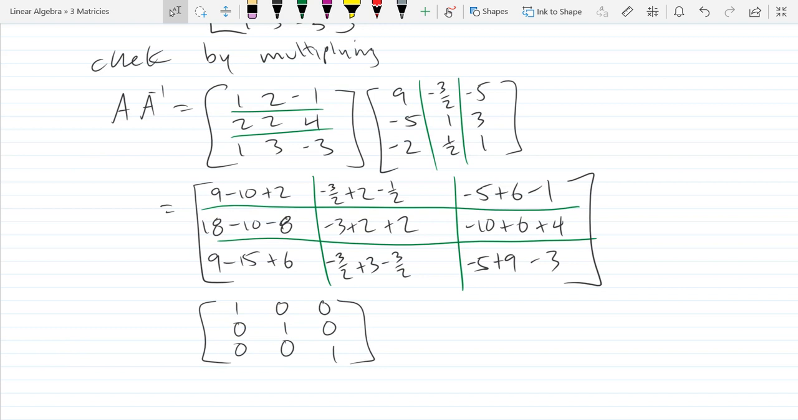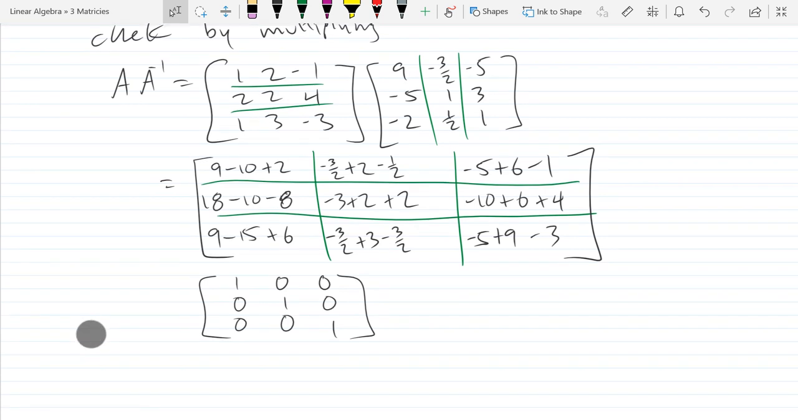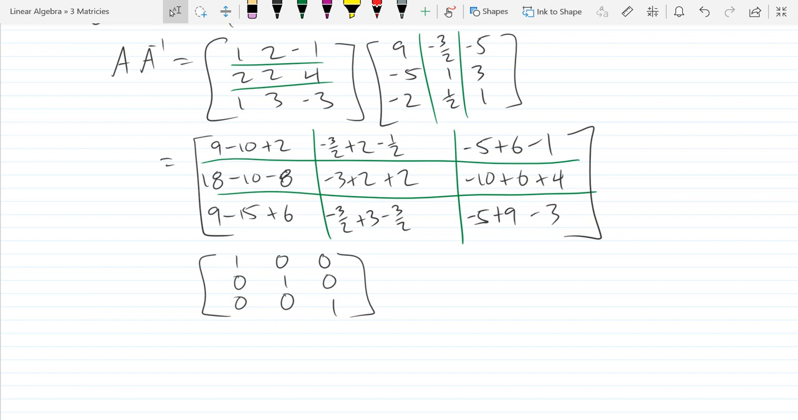Okay, so in general multiplication takes a little while. Unless it's just 2x2, you can do it pretty fast, but even 3x3 takes a little while, especially if you got a fraction in there. 4x4, that's way less fun. So we're going to do one more inverse problem. We'll just do a 2x2.